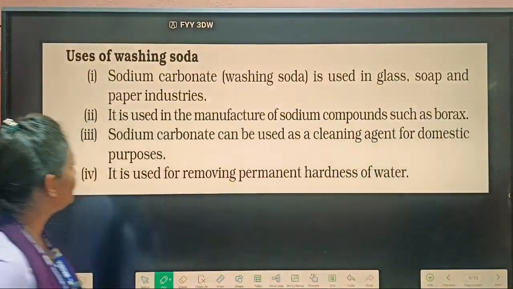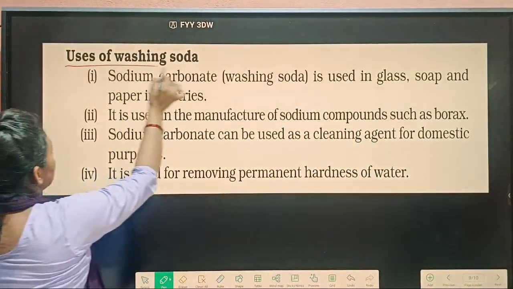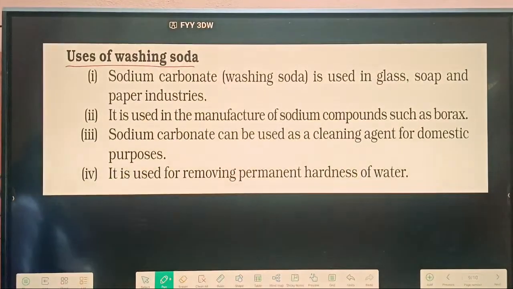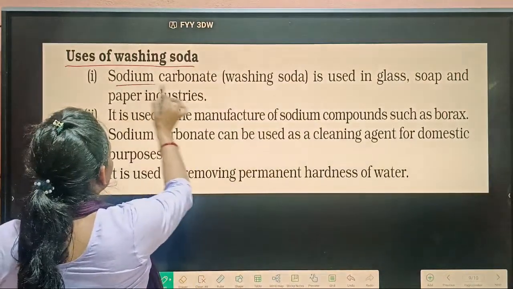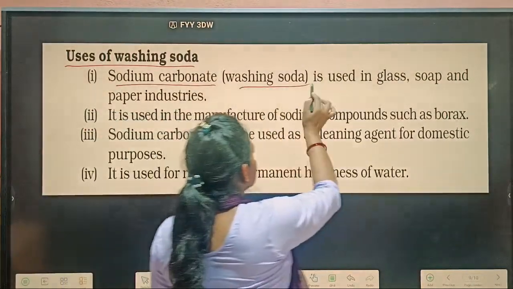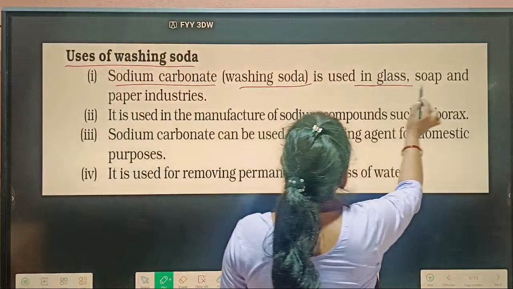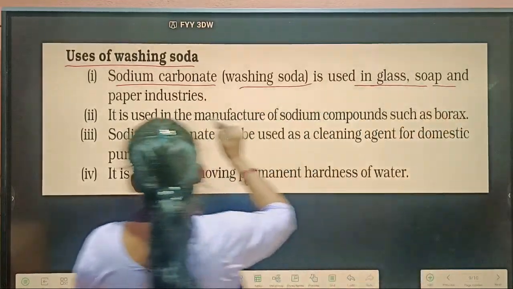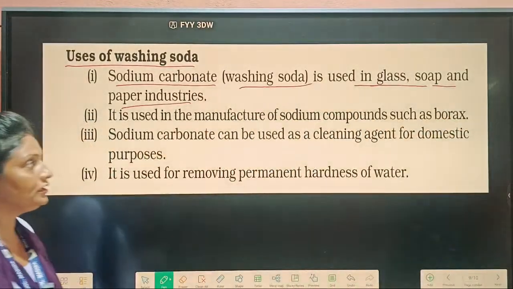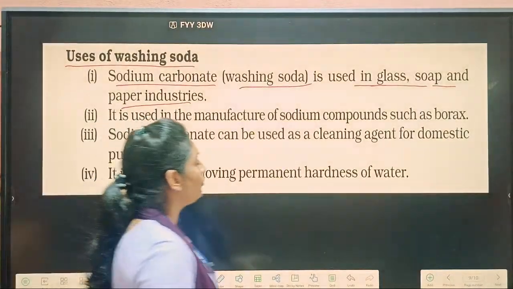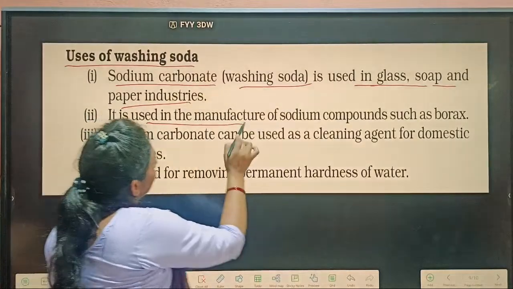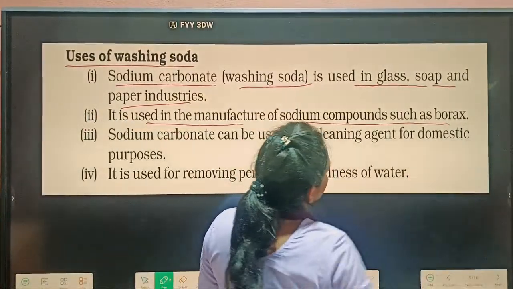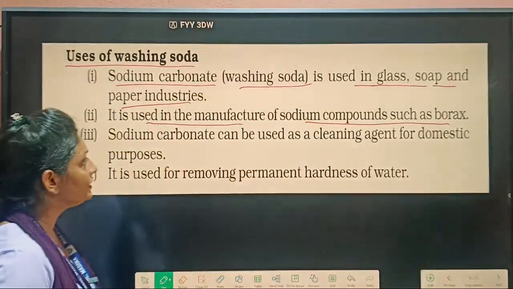Now students, we will see about the uses of washing soda. Where do we use washing soda? Sodium carbonate, or we can say washing soda, is used in glass, soap and paper industry. Students, it is used in glass industry, soap industry and paper industry also. It is used in the manufacture of sodium compounds such as borax.